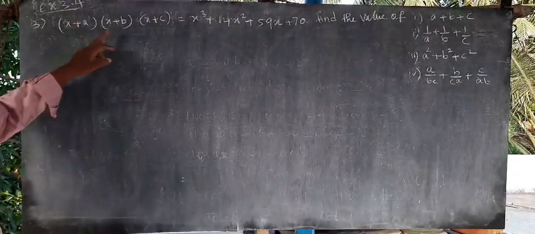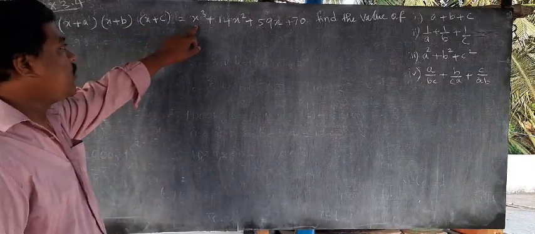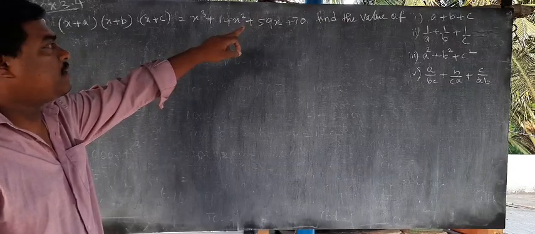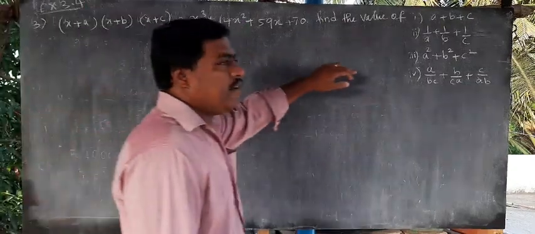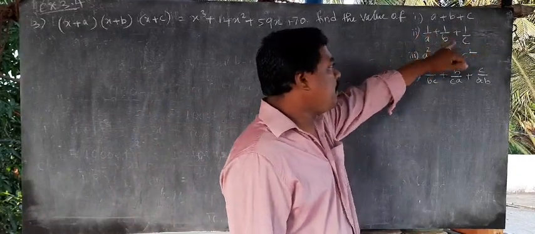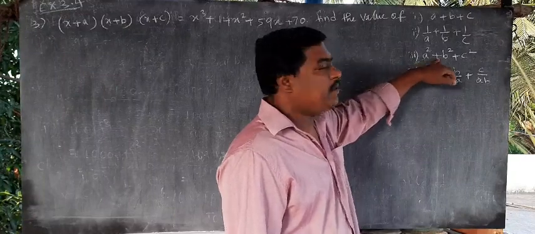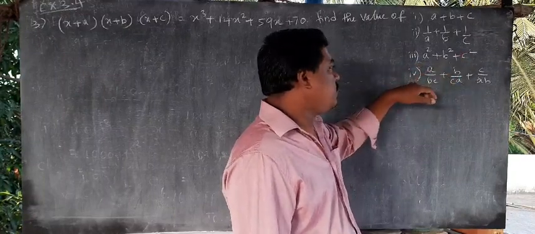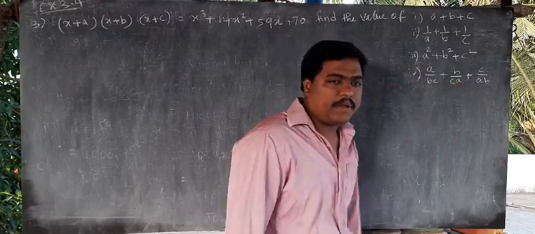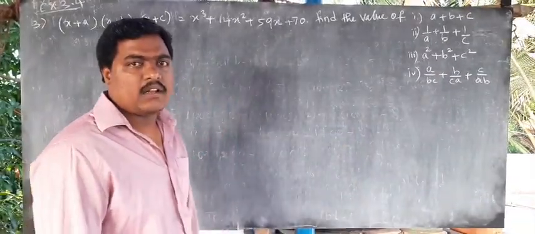X plus A, X plus B, X plus C equal to X cube plus 14X square plus 59X plus 70. Find the value of: subdivision 1, A plus B plus C; subdivision 2, 1 by A plus 1 by B plus 1 by C; subdivision 3, A square plus B square plus C square; subdivision 4, A by BC plus B by CA plus C by AB. These 4 subdivisions we need to find, right?